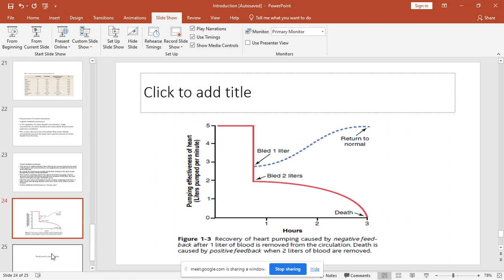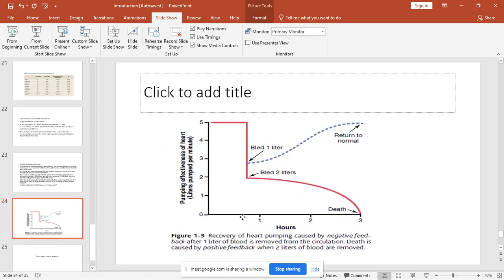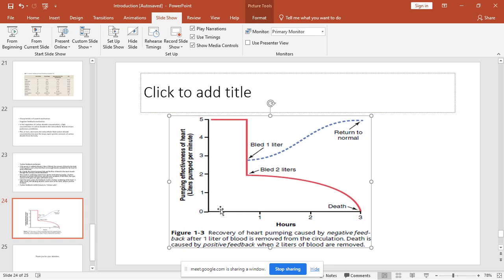I have a graph to try and summarize this story of positive feedback and negative feedback. So what we are talking about here is basically somebody losing blood over time. On the x-axis, I've got time. On the y-axis, I've got how much blood is being lost. So the blood is normal. This person starts to lose blood, and they lose about 1 liter.